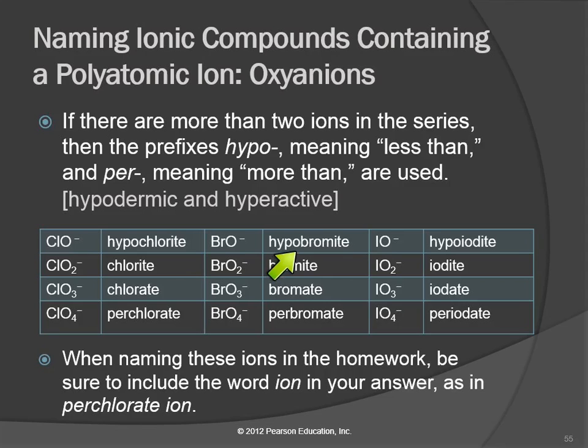Over here, we have the series for bromine. Bromate has the same pattern as chlorate. All that's different is it's bromine instead of chlorine. Look on the periodic table. Chlorine and bromine are in the same group, the same column. Sometimes we call those chemical families. Children in the same family often have similar characteristics.